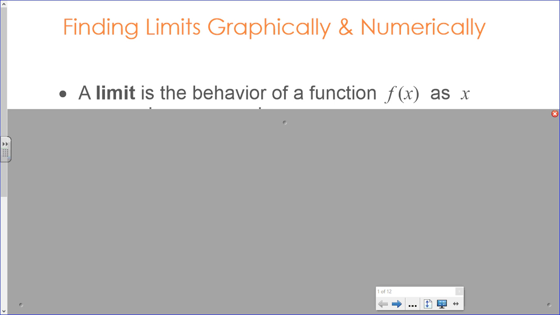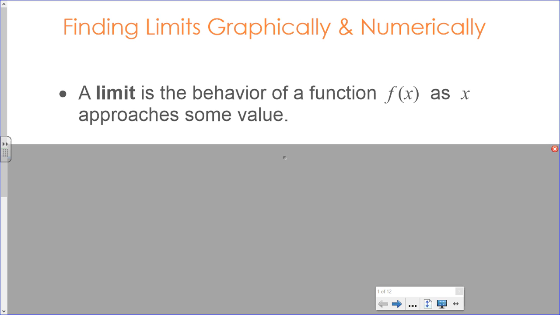So, first of all, go ahead and copy down the definition of the limit.